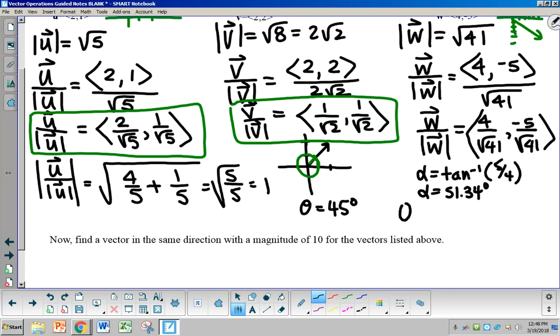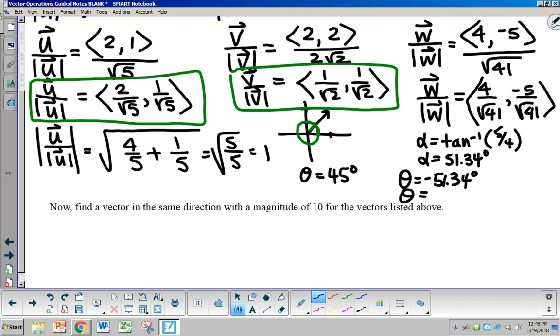So this theta is either going to be negative 51.34, or what's the fourth quadrant equivalent? 360 minus that. 308.66. I'm in the second quadrant, sorry. 308.66 degrees. So either one of these would be fine.